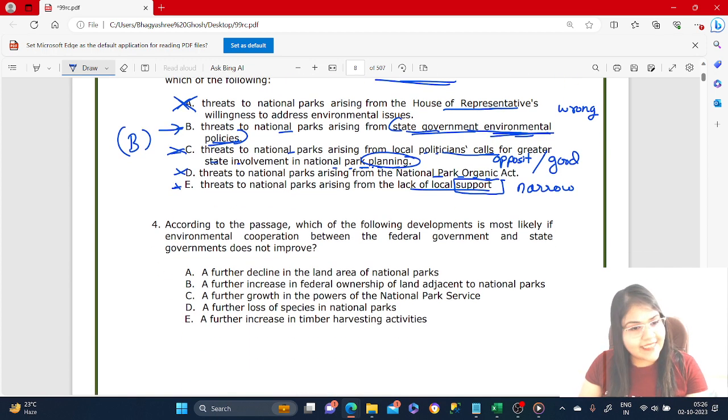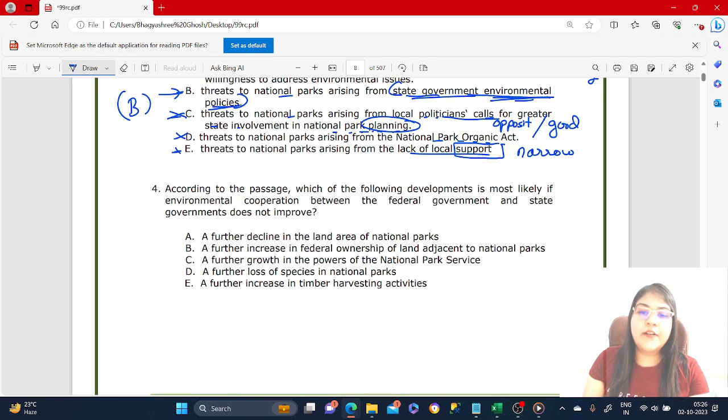Okay, fine. Let's see the last question now. According to the passage, which of the following developments is most likely if environmental cooperation between the federal government and state government does not improve?